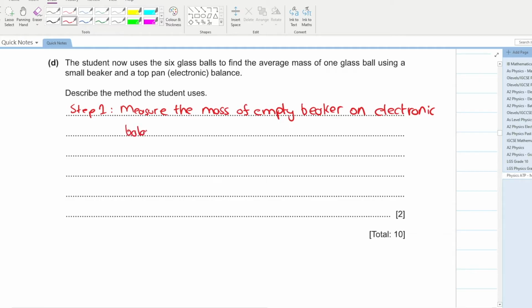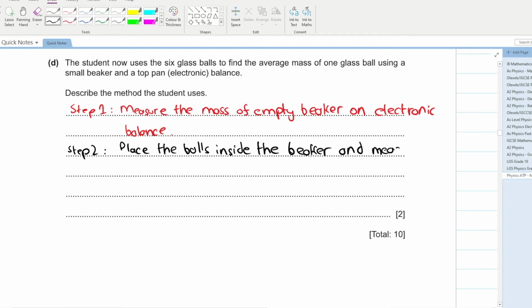What will be your step 2? In step 2, you will place the balls inside the beaker and measure the mass on the electronic balance.